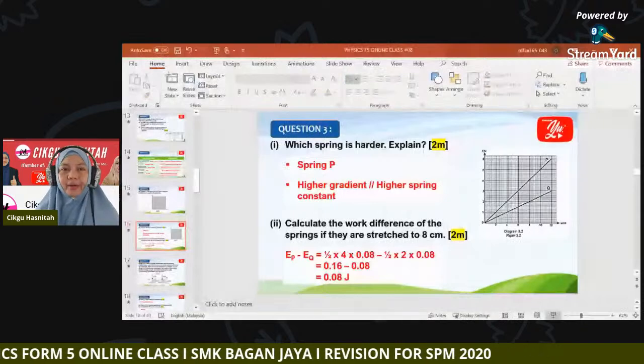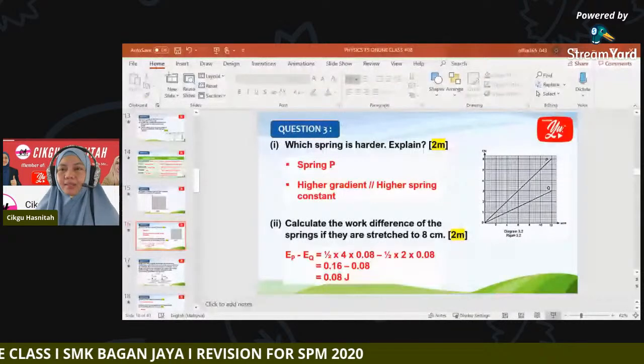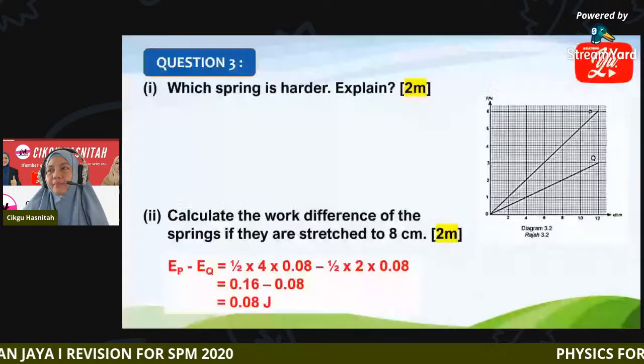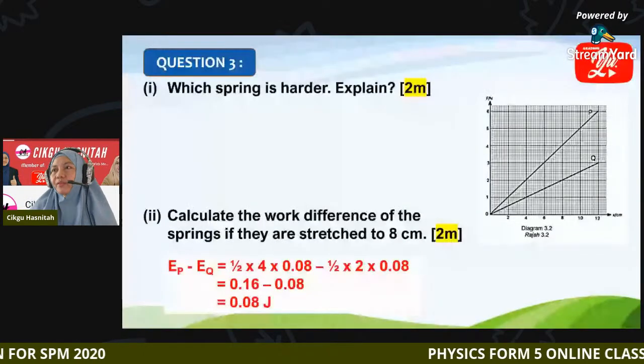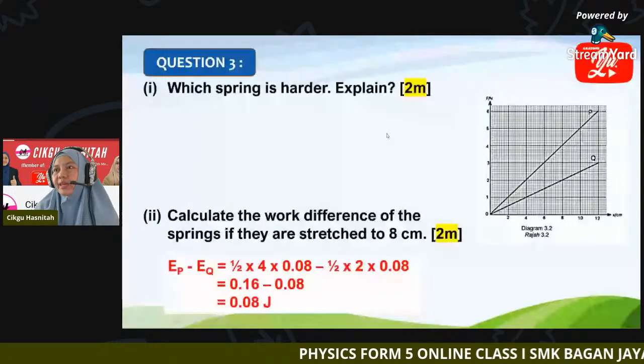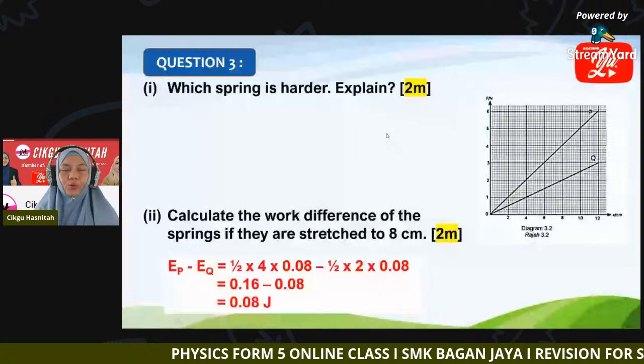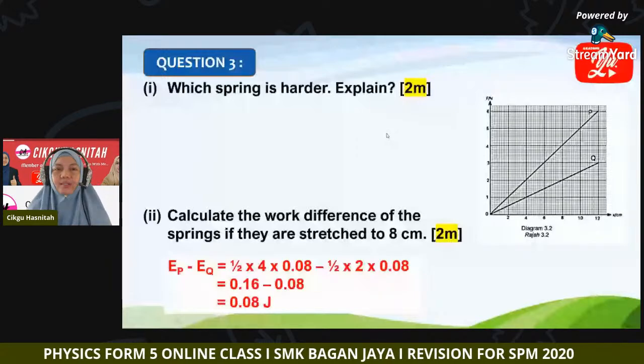Okay, answer is spring P. Why? So the reason is because it has a higher gradient or higher spring constant. Alright. Okay, so answer spring P, spring constant.